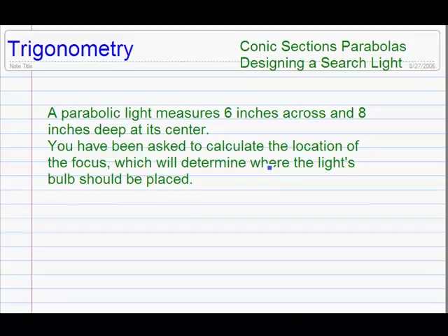This is another application of using what we know about parabolas to locate a place on a searchlight where a bulb should be placed. If a parabolic light measures 6 inches across and 8 inches deep at its center, again we can just draw a really rough sketch of that. Where it would be 6 all the way across, and this distance here would be 8 inches deep at its center.